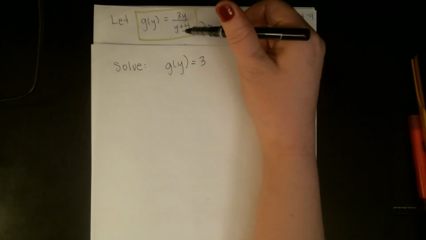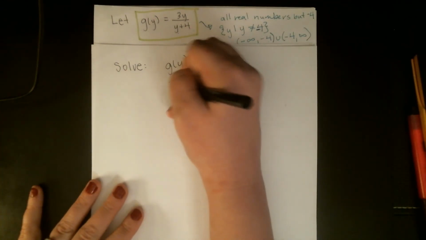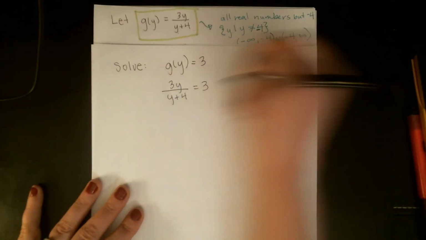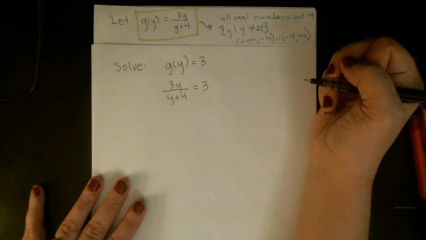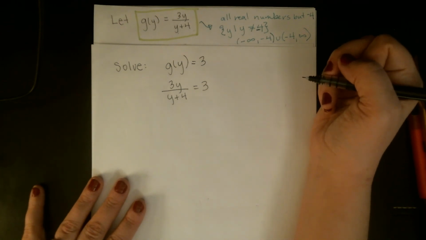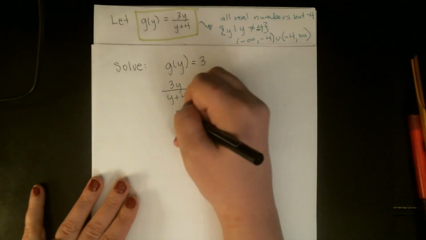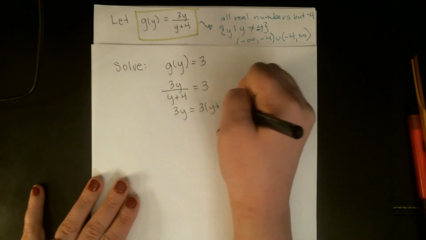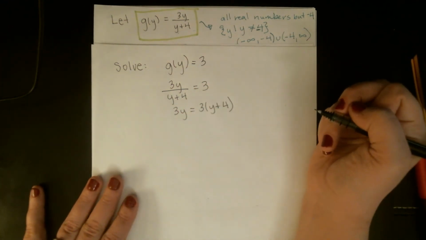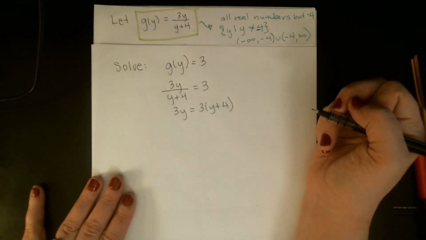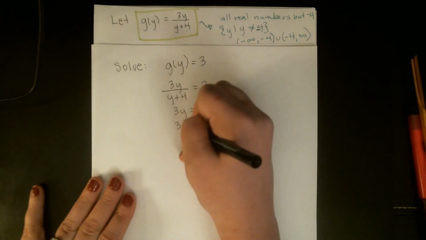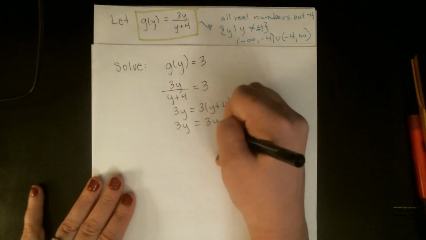Set your output equal to 3. G of y is the same as 3y over y plus 4. And I would like to know when that will equal 3. This is rational, so let's multiply both sides of the equation by y plus 4. And I see that this left me with a little mess. So the first mess was the fractions. We clear the fractions. This creates a new mess, parentheses. We can deal with that by distributing. So I'll end up with a 3y plus 12.